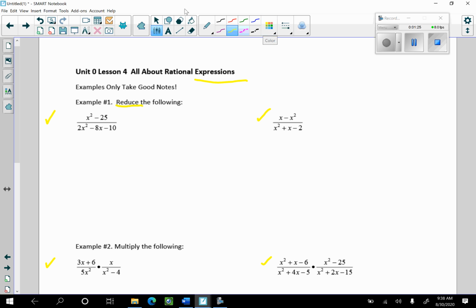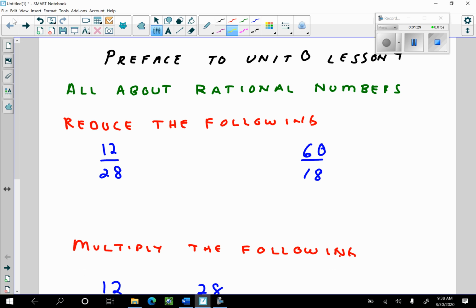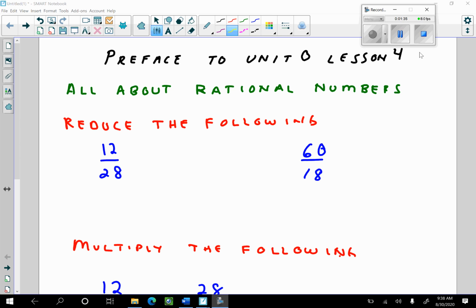And before I do this, I'm going to back up a little bit, and this is going to be the preface to Unit 0, Lesson 4, and it's all about rational numbers. So rational expressions have x's in them, and rational numbers are just fractions. So the first thing we're going to do is reduce the following.